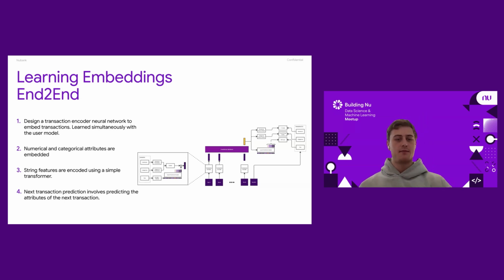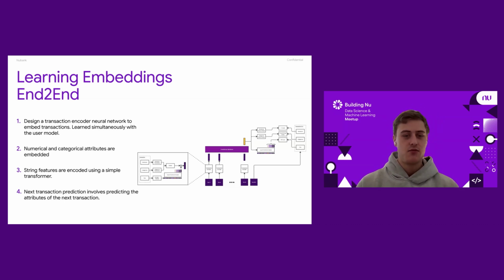In terms of setting up the next transaction prediction task, we can set it up as predicting the attributes of the next transaction. So we use a regression loss to predict the numerical features. We use a classification loss to predict the categorical features. And we use a next token prediction loss to predict the string features of the next transaction.